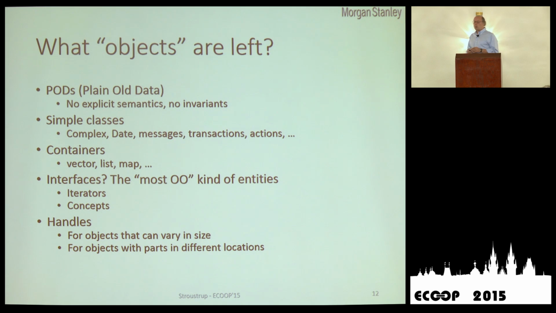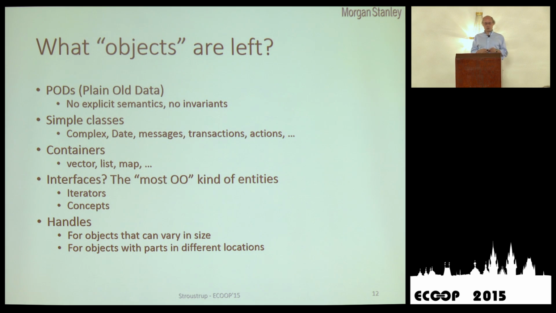And so let's look at what we have. We have the plain old data, possibly encapsulated. We have simple classes with invariants usually: complex numbers, dates, messages, transactions, actions, things like that. Nice little classes, very useful. Quite often they don't fit into a hierarchy anyway. Containers, of course, all the containers we use: vectors, lists, maps, and such.